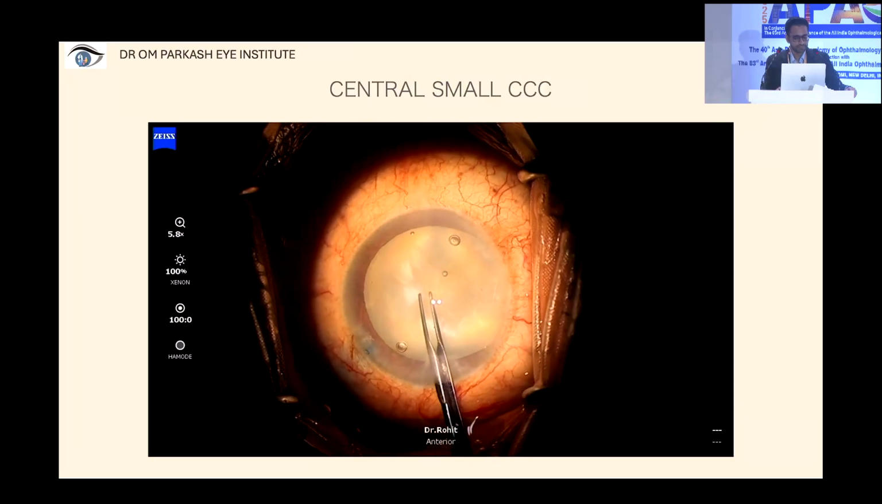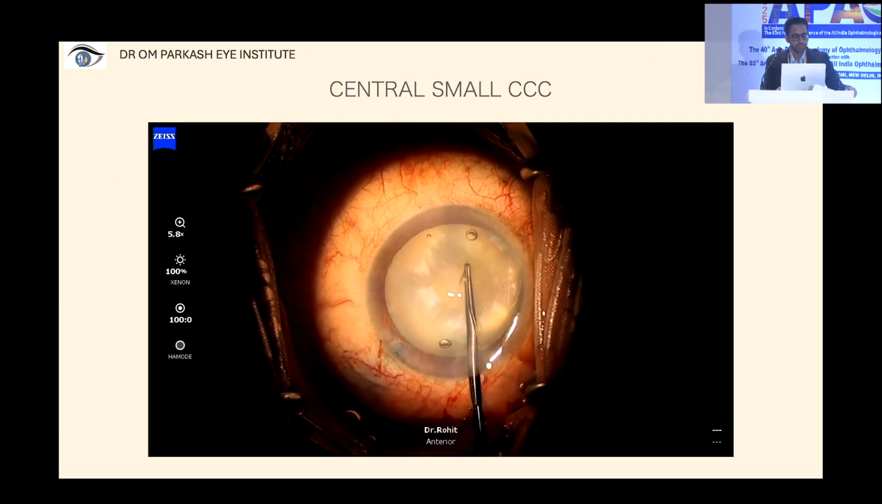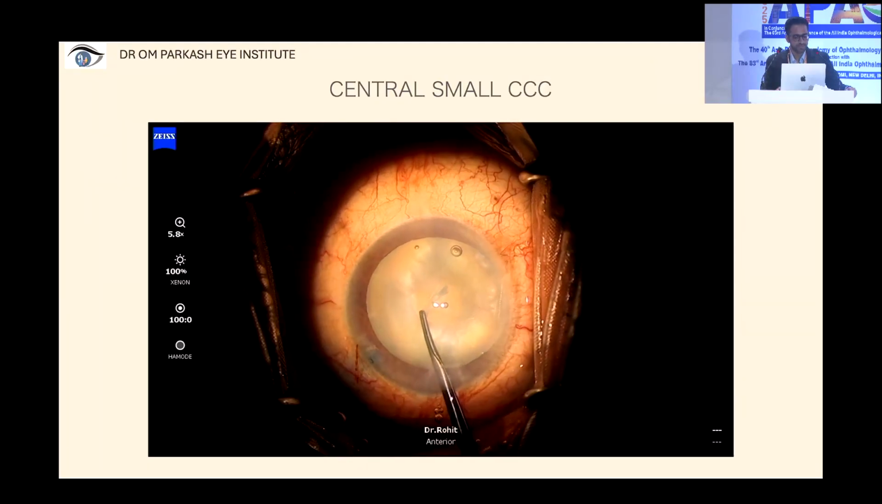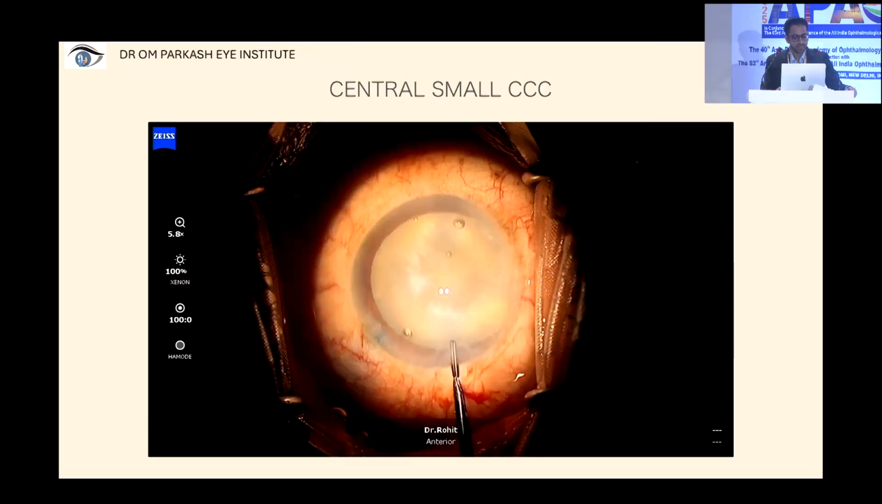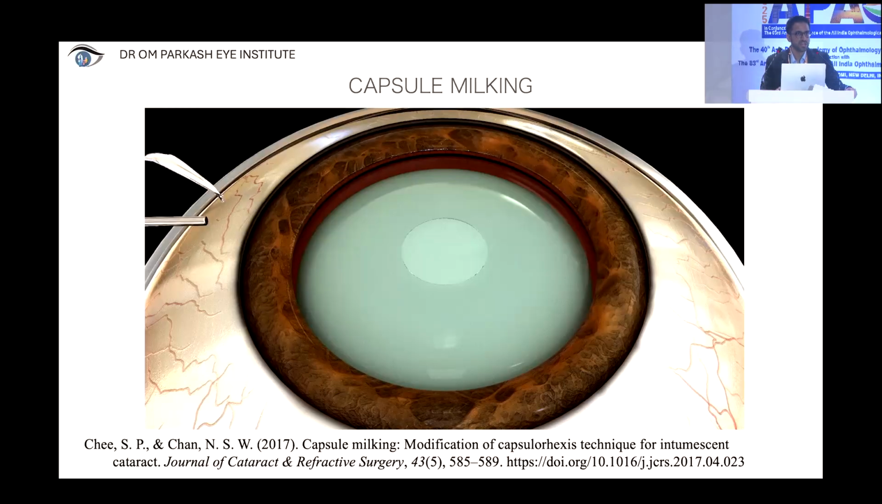So with the initial nick through the calibrated main port, we make a small capsular excess in the central decompressed part. Once it is done, there is still intralenticular pressure in the paracentral area. So how do you manage that? As Professor Chi has shown, capsule milking.